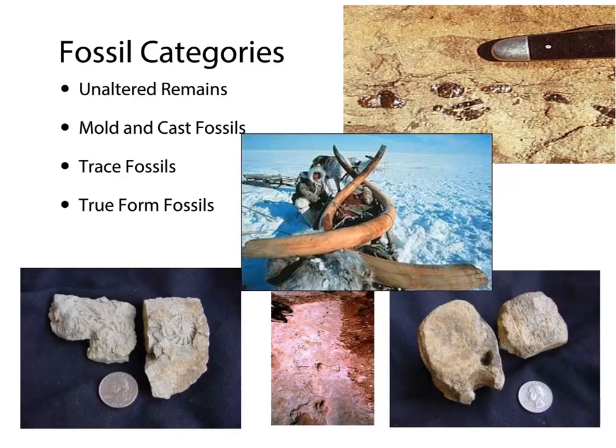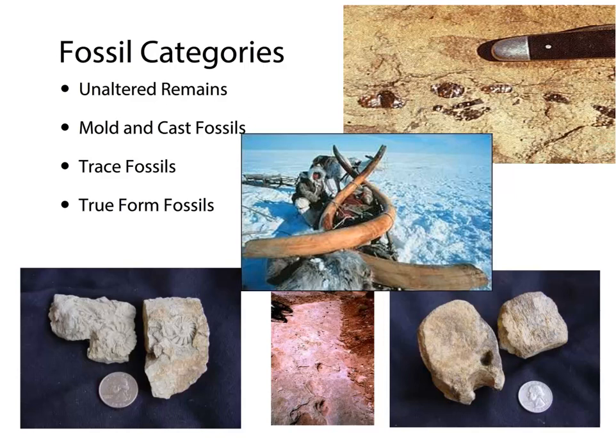So unaltered remains, we're talking the woolly mammoths that have been frozen. Mold and cast, think of our fish. The fish gets dissolved by groundwater, and the mold, the jello mold, will remain. Then other water will come up. It'll have all sorts of things dissolved in it that will then solidify, and they will form the cast, which gives you the shape of the fossil that was once there. So that's mold and cast.